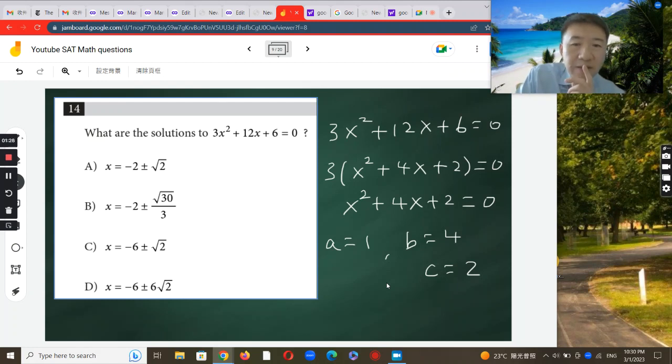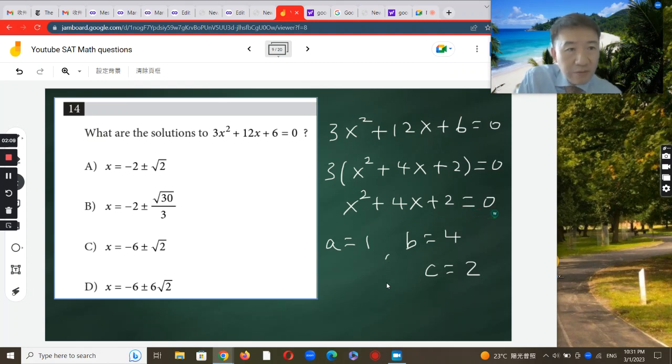So the first step is we see that there is a common factor of 3 in every term. So we're going to factor out that 3. When you bring the 3 out in front, what's inside the parentheses becomes x squared plus 4x plus 2 equals 0. And then you can drop the 3, because this 3 multiplied by something equals 0. The only way that can occur is what's inside the parentheses equals 0. All right. Now you have x squared plus 4x plus 2 equals 0.